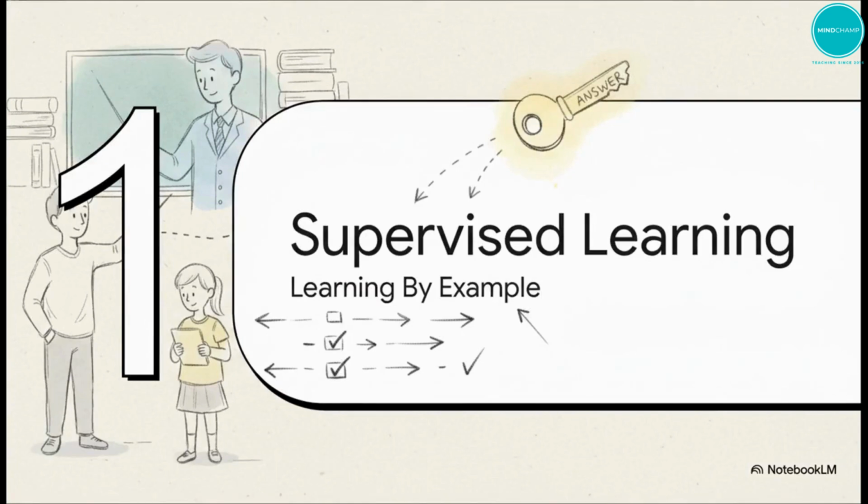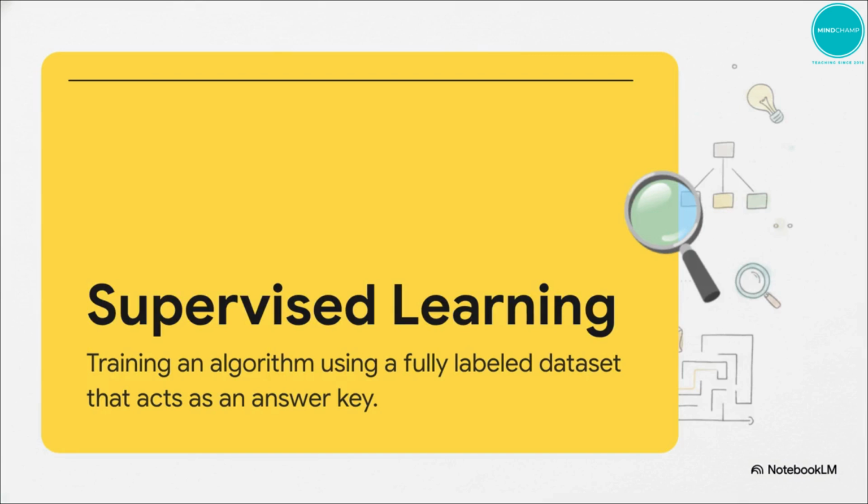Let's kick things off with part 1, supervised learning by example. If you think about how we educate children, supervised learning is pretty comparable to a student learning through imitation from a teacher who holds the answer key. By definition, supervised learning means we are training an algorithm using a fully labeled dataset. And that dataset acts as a ground truth, or an answer key, to evaluate the machine's accuracy.